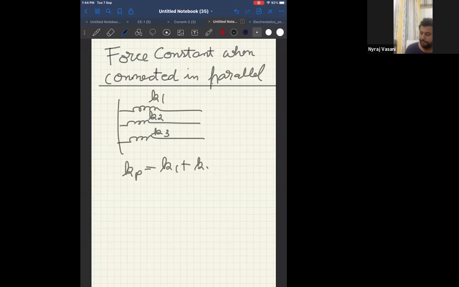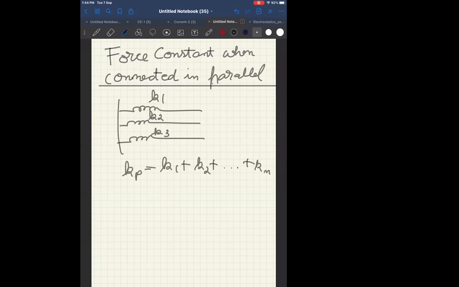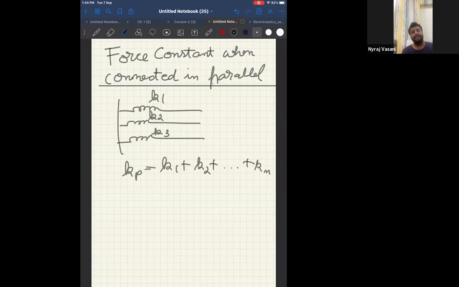Can I say spring constant in parallel is the same as resistance in series? Yes, sir. Therefore, Kp is equal to K1 plus K2 plus K3 plus dot dot dot Kn. Make a note.